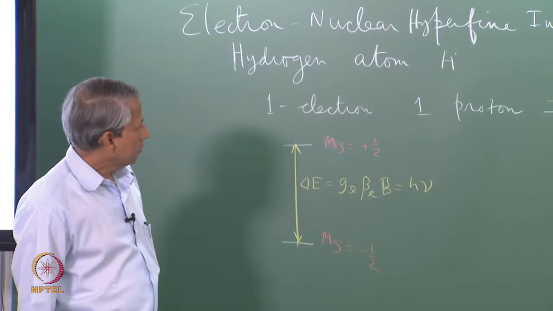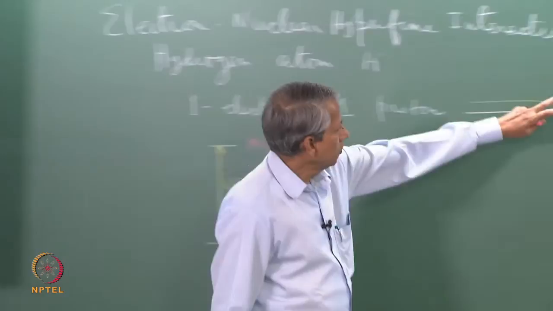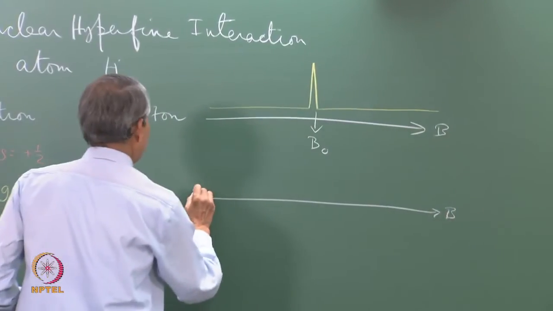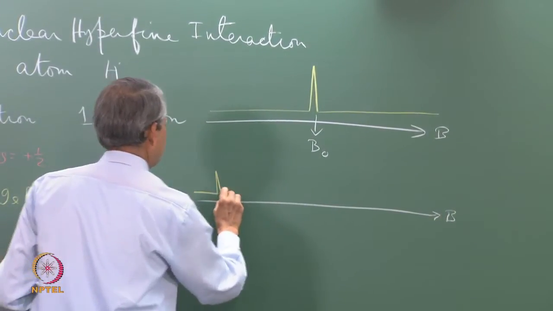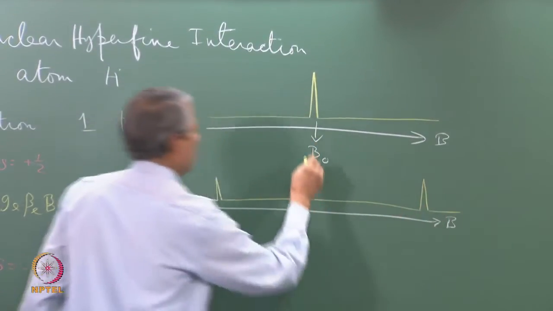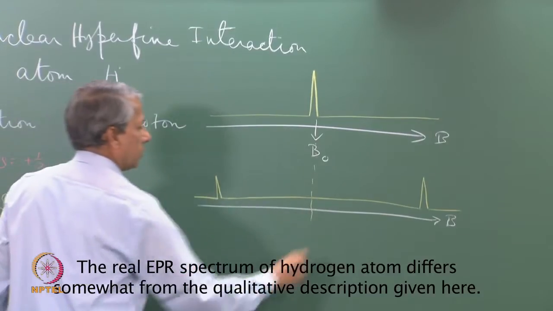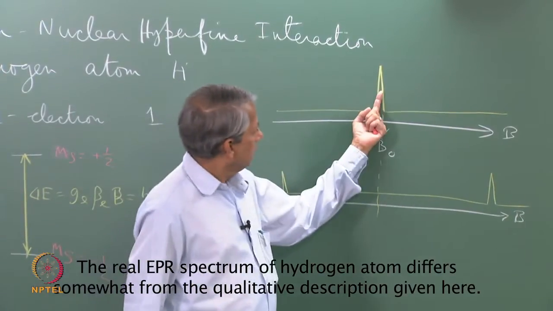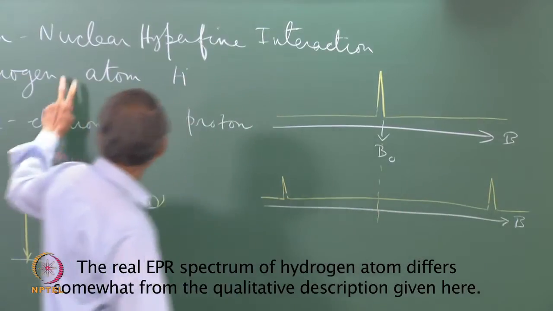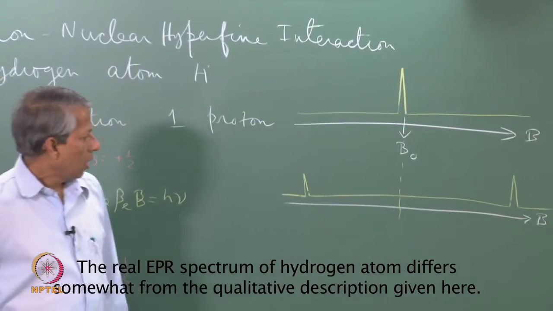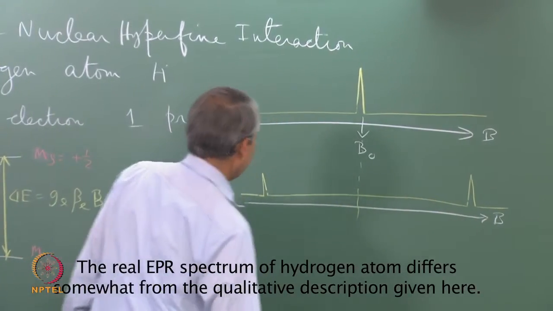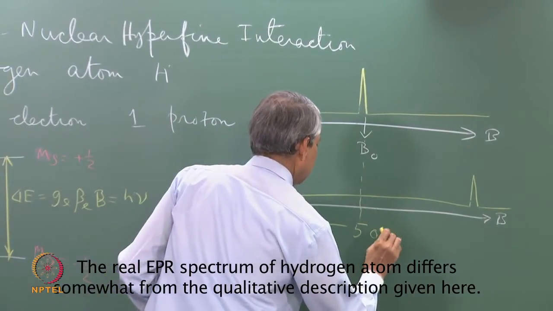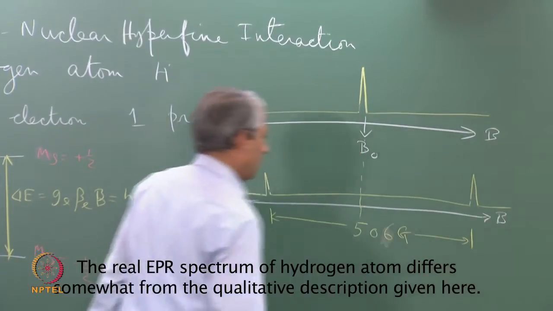But what is found, if the experiment is done, is that this spectrum does not look like this, but it appears to be this type of thing, as a function of magnetic field. It gives one line here, another line there. With respect to center, there is no line exactly at the middle of that. So your line is split into two in the case of the hydrogen atom, and we call them of course the hyperfine lines of hydrogen atom. By the way, this gap is actually almost 506 Gauss or so, approximately.